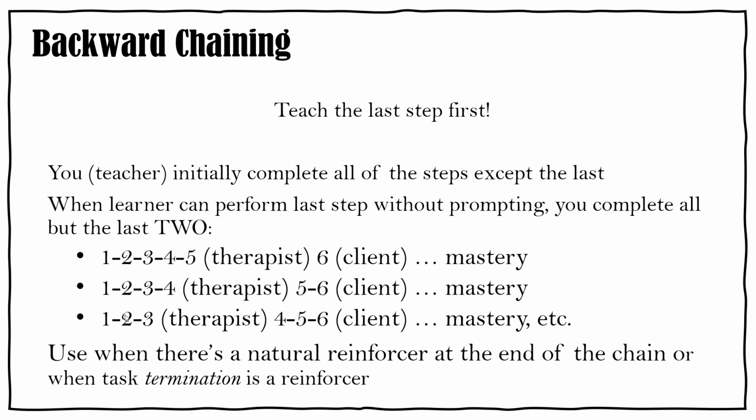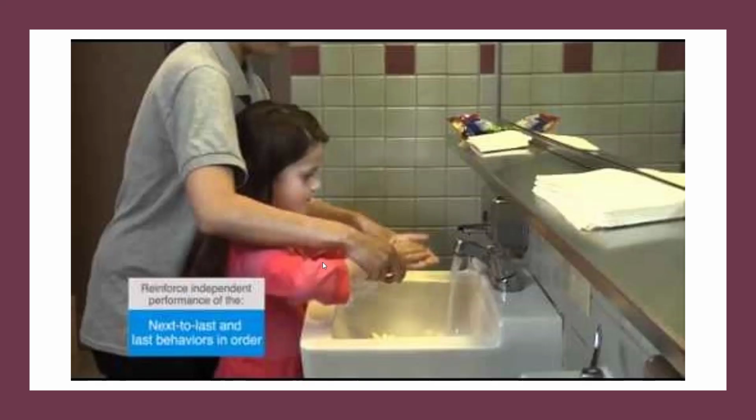This is a really good chaining strategy to use when there's a good natural reinforcer at the end of the chain, or when the task termination is a reinforcer. If you have a really good reinforcer at the end of the chain, then the person comes into contact with that natural reinforcer, and it's something that they want. And since it is a natural reinforcer, that's the best type of reinforcer. So when there is that natural reinforcer, backward chaining is a really good strategy to use.